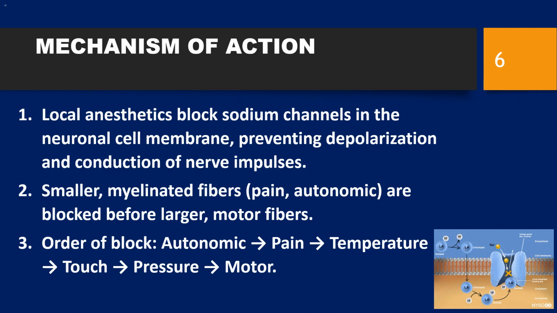5. Smaller, myelinated fibers (pain, autonomic) are blocked before larger, motor fibers. Local anesthetics affect smaller fibers first, leading to a specific sequence of sensory and motor blockade. 6. Order of block: autonomic, pain, temperature, touch, pressure, motor. This sequence explains why patients may experience a progression of sensory changes, from loss of autonomic function to motor weakness, as the block takes effect.